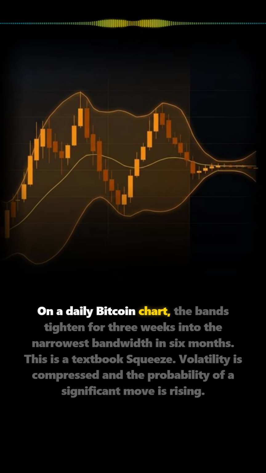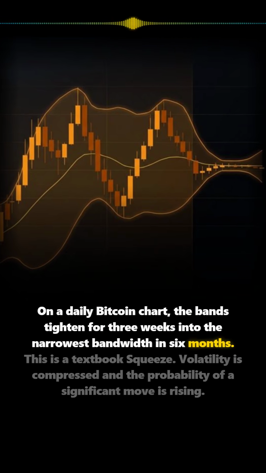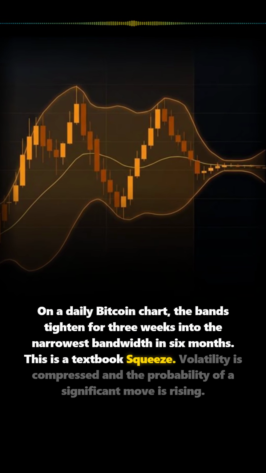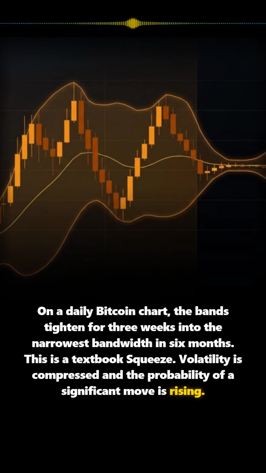On a daily Bitcoin chart, the bands tighten for 3 weeks into the narrowest bandwidth in 6 months. This is a textbook squeeze. Volatility is compressed and the probability of a significant move is rising.